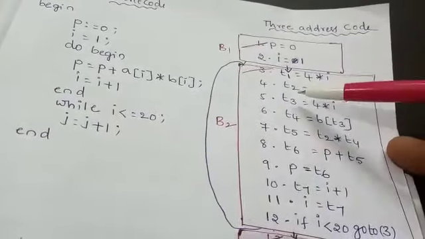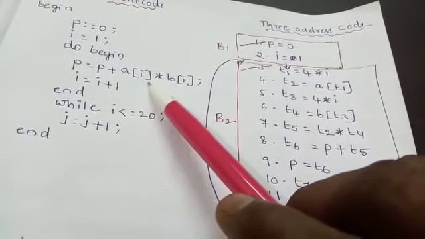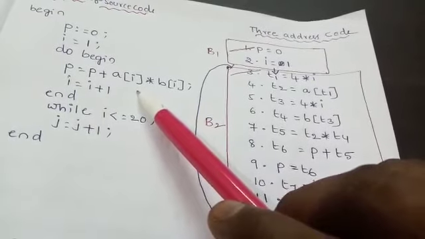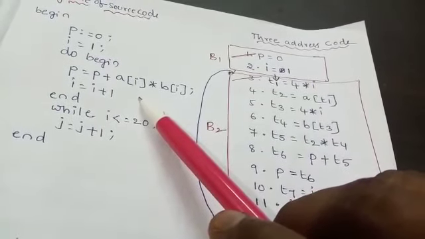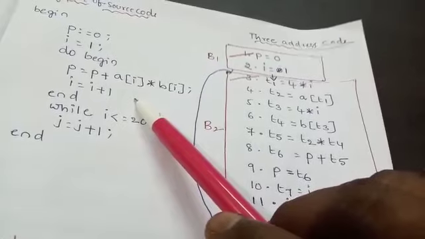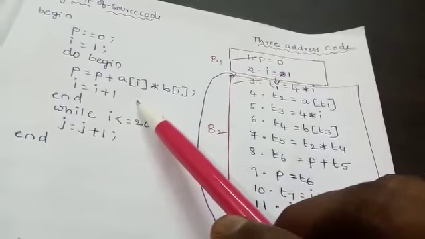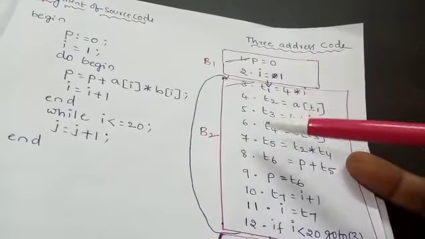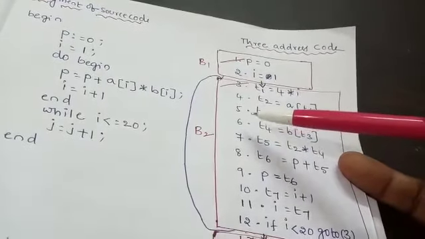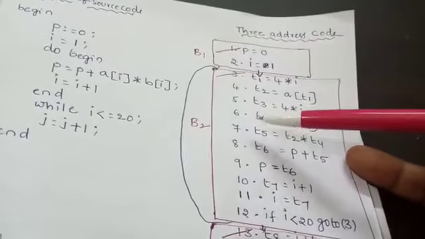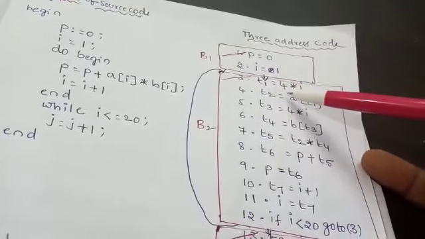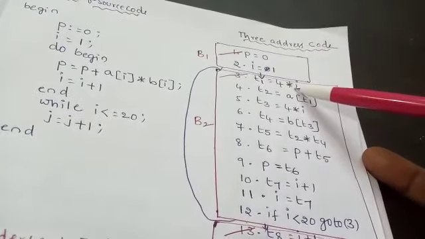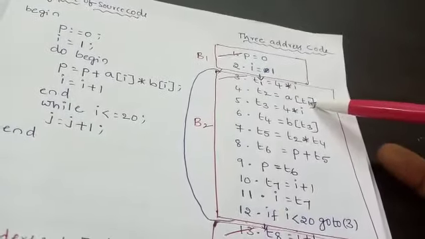First we need to calculate a of I. Assume that for a of I the index occupies 4 bytes. So if a of 0 is stored in 1001, then a of 1 must be in 1004. Each integer occupies 4 bytes. So to calculate this index, we write t1 equal to 4 into I. Then t2 equal to a of t1.